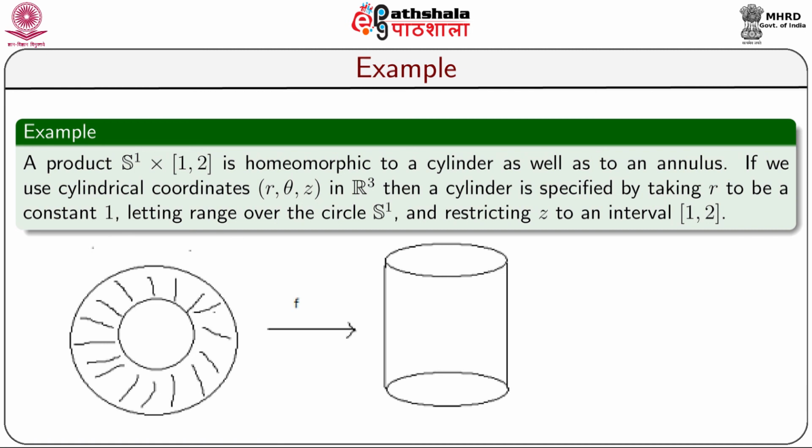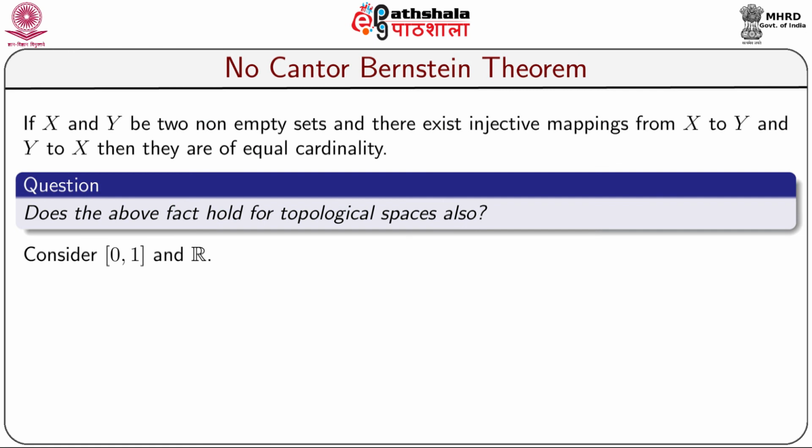We end our discussion with the following observation. That means we have told it as no Cantor-Bernstein theorem for topological spaces. We know that the Cantor-Bernstein theorem says that if X and Y are two non-empty sets such that there exists an injective mapping from X to Y and another injective mapping from Y to X, then X and Y are of the same cardinality. But a similar type of theorem does not hold for topological spaces.